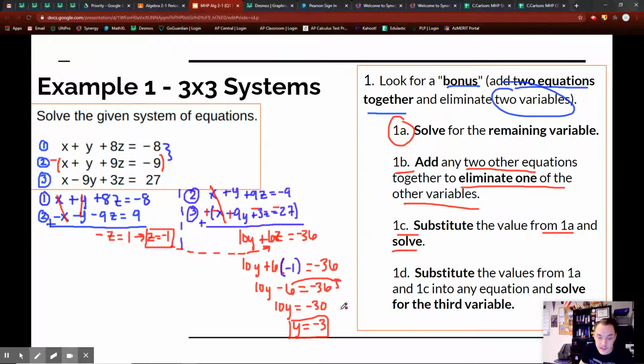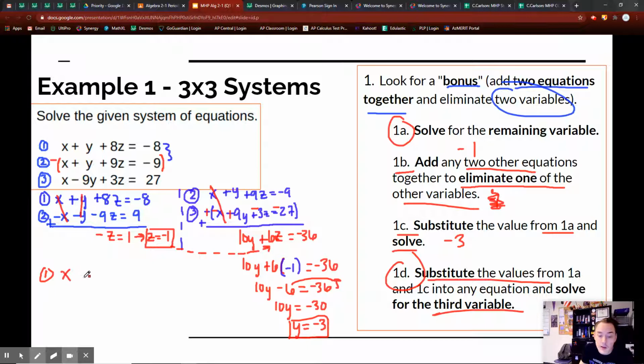Okay? I have -3. Now I have 2. Awesome. What's my last step? Substitute the values from 1a, which we got -1, and then from 1c, which we got -3, into any other equation, any equation really, and solve for the third variable. So which one's the easiest? Let's do 1. Okay, so let's go back. Let's do 1. What is x?